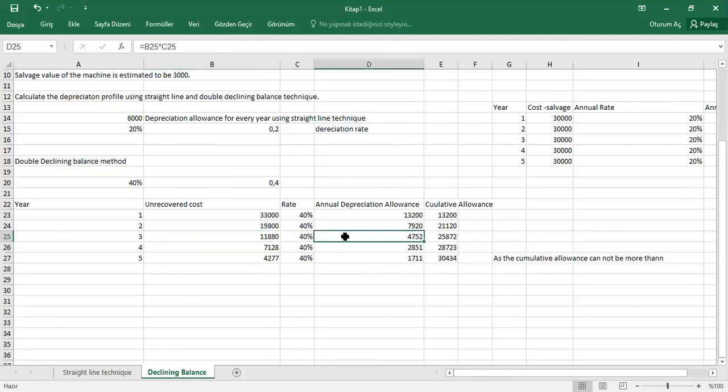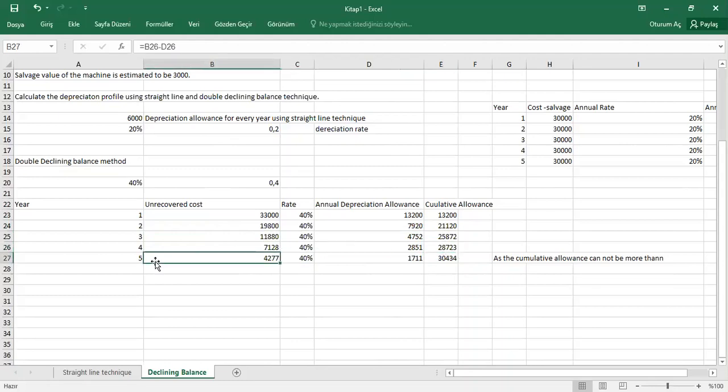Minus the depreciation allowance in that year. So it will provide me $7,128, and 40% of that will be my new depreciation. Okay. So in here, while I am finding the cumulative allowance, I'm just summing this up with the previous cumulative, of course, and it will provide me that much.